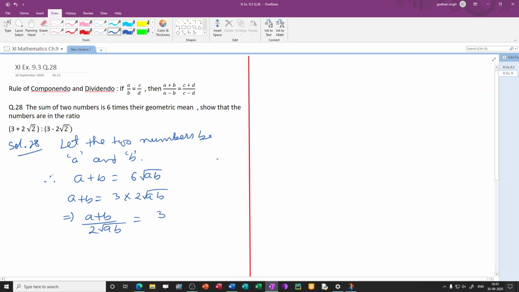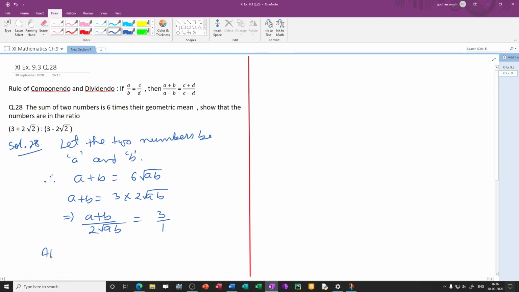Now some of you may be thinking why we have split 6 into 2 parts, 3 and 2. This is because when we write 6 as 3 into 2, we get 2 root ab, and then we take it as a denominator on the left hand side. So on doing that, when we apply componendo and dividendo, this will become a plus b plus 2 root ab and a plus b minus 2 root ab, and that can be written as a sum of perfect squares. So let us do that one. So now 3 can be written as, actually, 3 by 1. So now let us apply componendo and dividendo.